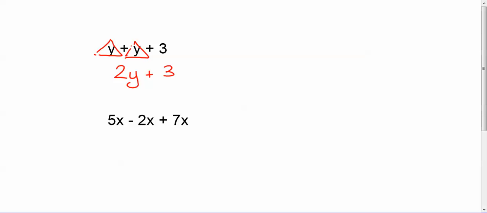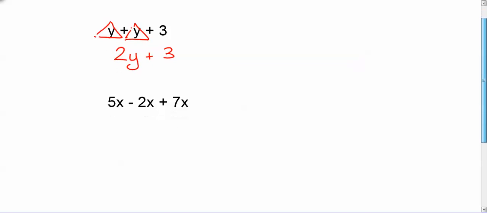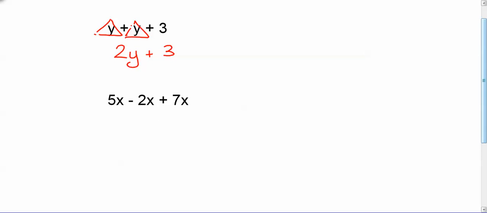Down here, 5x minus 2x plus 7x. So if we have 5 x's, we take away 2 of the x's, we're going to be left with 3 x's, but then we've got to add 7 more x's. So if you have 3 x's plus 7 more x's, that is 10x, all right? And those all can be combined because they all have this x attached, you can see.